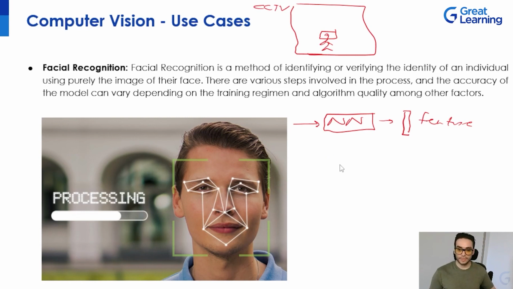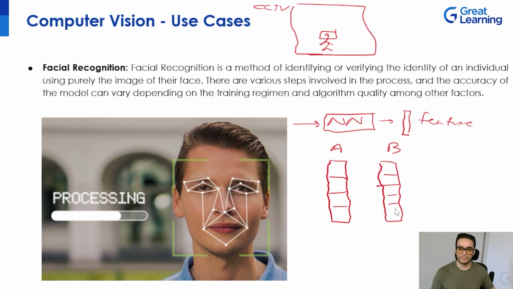Now, the neural network also has been trained on a set of images of you. Let's say this is you, person A. It already has been trained on tens, hundreds of images of you before. It's also been trained on a set of images of your colleagues, person B, person C. And it also has the features extracted for each one of these images, for you, for your colleague B, for your colleague C.